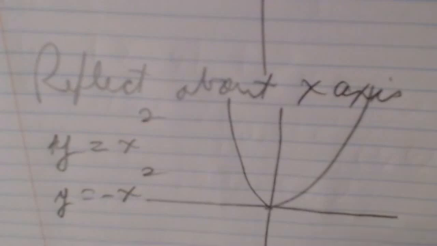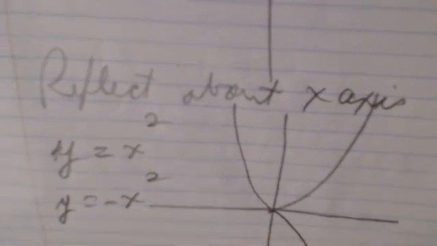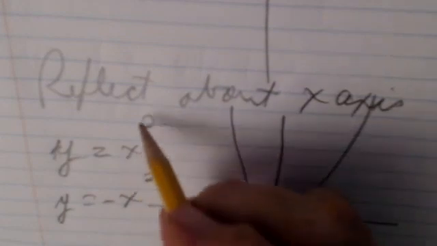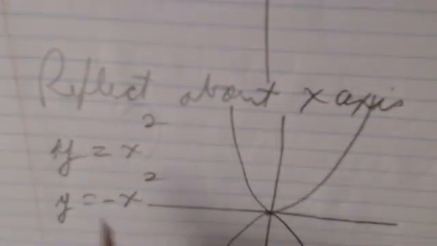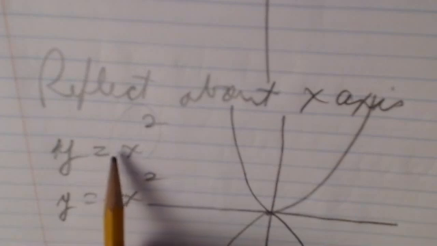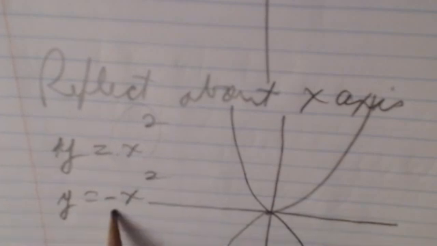So let's reflect one about the x-axis. Easiest way to do that: if I draw a graph of y is equal to x squared, we're going to get that parabola. If I draw y is equal to minus x squared, then notice all your y values become negative. So we reflected this thing about the x-axis because we went from a positive x squared to a negative x squared.